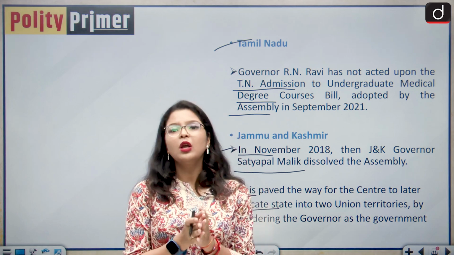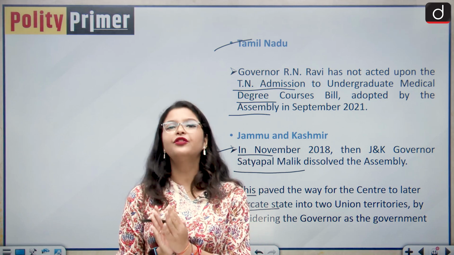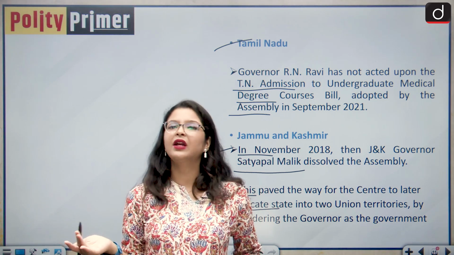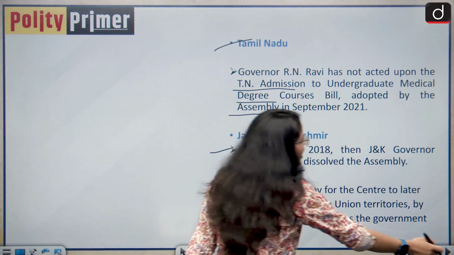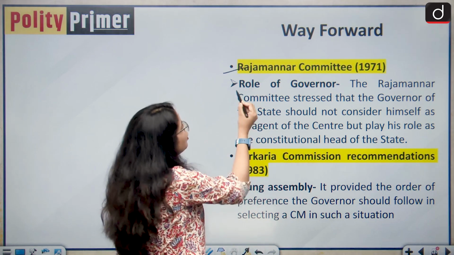So this was all about the tussle between the state governments and the governors, which is very frequent these days. We are seeing this tussle every day in the newspapers and reading about it also. Now let us see a way forward in this regard. So the Rajamannar Committee, the role of the governor.